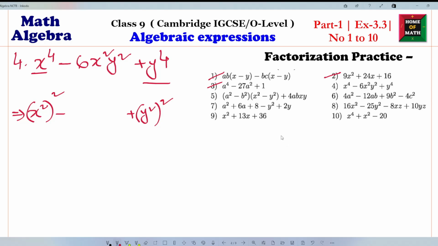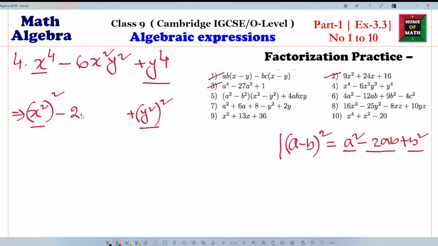So for (a − b)² theory, we know a² − 2ab + b². So a² and b² we already get. So minus 2ab, we can write 2, a means x² and b means y². But look, here is minus 6x²y², but here is minus 2x²y². So still we need minus 4x²y².